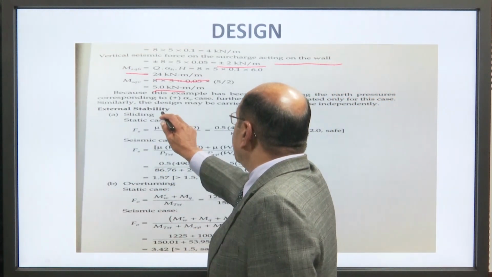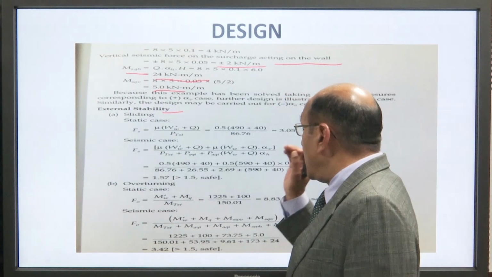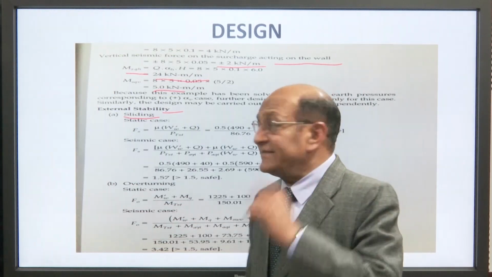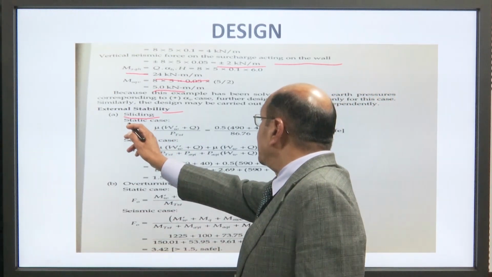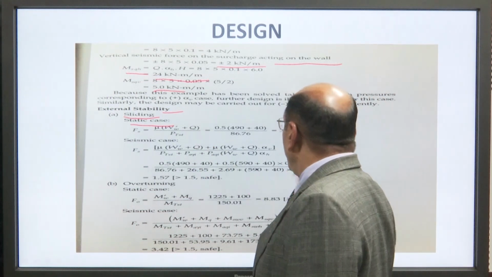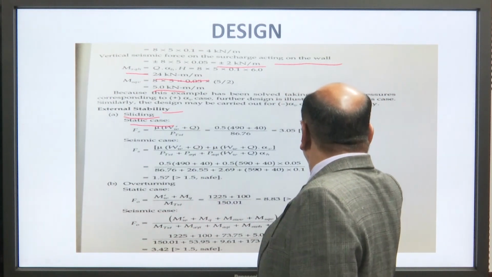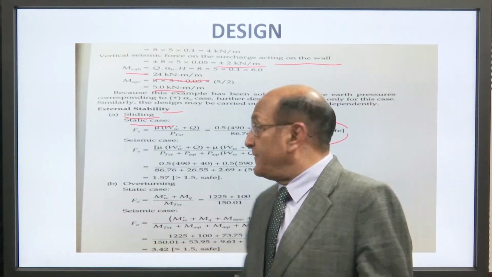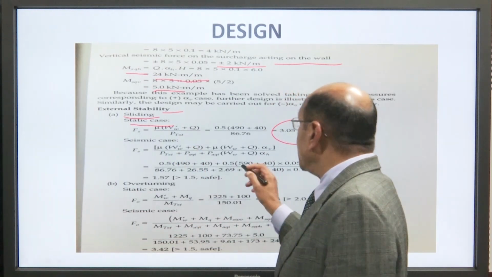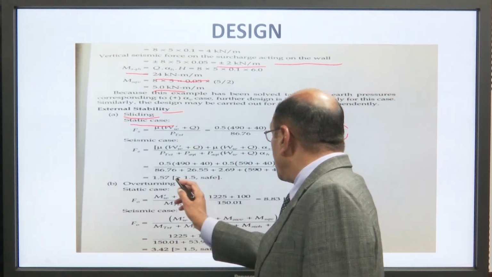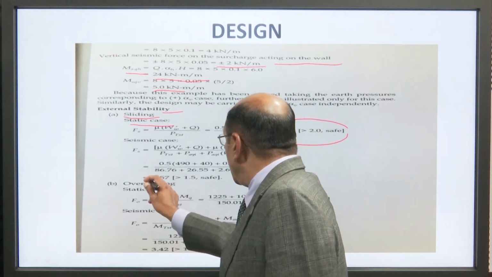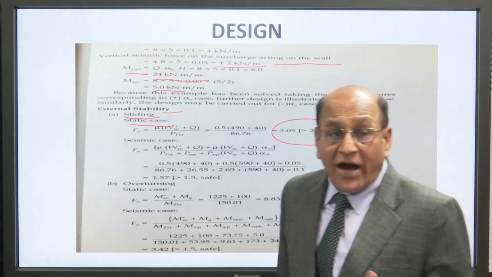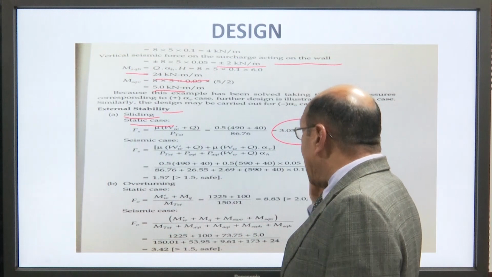First is external checking. The first one is sliding. We have to check against sliding, and first we will consider the static case. Putting the value in the equation, we will get this value which is more than 2, so it is safe. In the seismic case, putting the value of each parameter and finally calculating, that comes to 1.57, and that is more than 1.5, so it is safe.